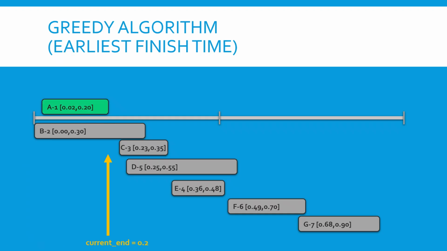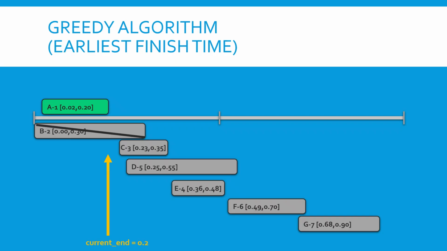We now check the job with the earliest finish time in the sorted list, which is job A. Its start time is 0.02. Since 0.02 is greater than current end, which is -infinity at this point, there is no conflict. In this case, we can accept job A and update current end to A's finish time, 0.2.